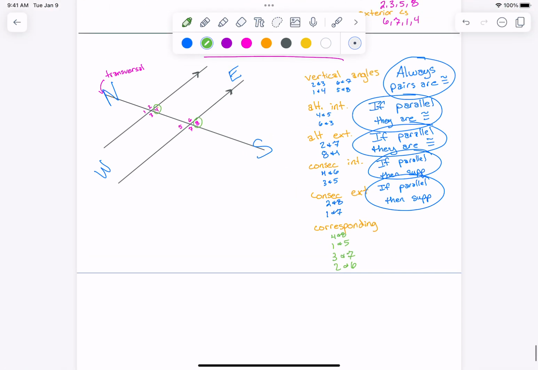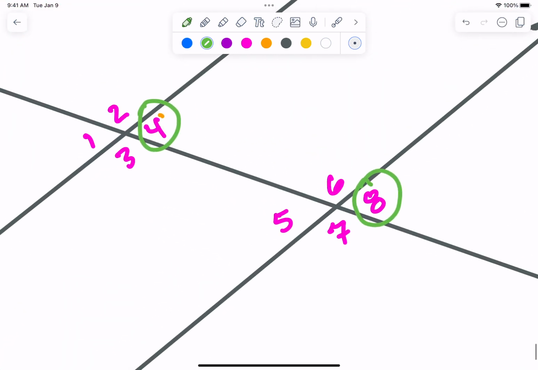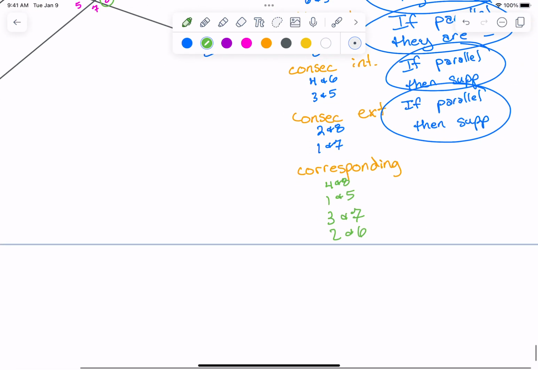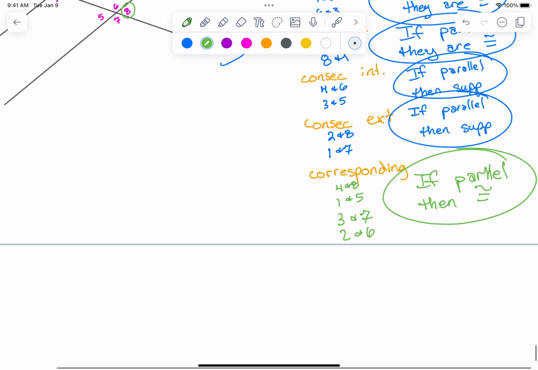All right, now let's talk about these corresponding angles. So let's go back to 4 and 8. What's true about 4 and 8? They will be congruent as well. Okay? So, if the lines are parallel, then they are congruent. As long as the lines are parallel.